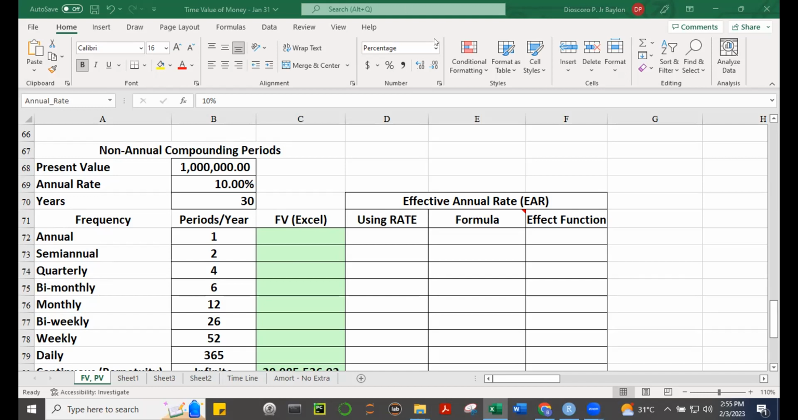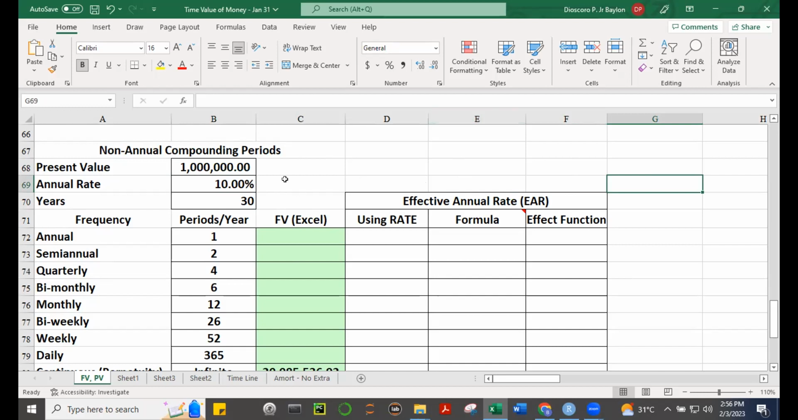Therefore, what will be the interest per period? The annual rate is 10%. Therefore, the interest per period will be how much? Okay, correct. 5%. Luis and Rod, that's right. It's 5%. Okay, 5% for the first 6 months and another 5% for the next 6 months. So that makes 10% all in all.